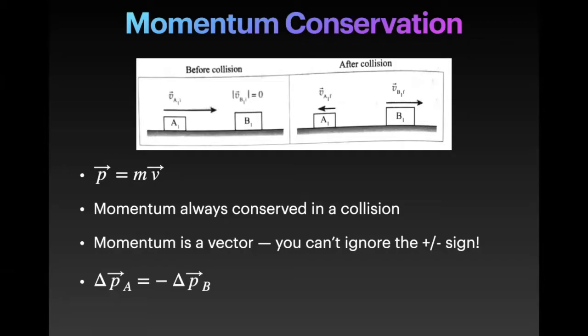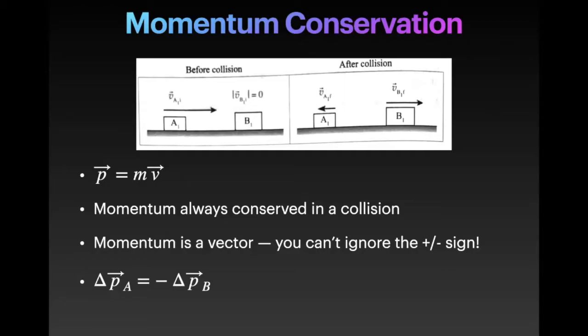Momentum is a vector, so you can't ignore the plus or minus sign. As an example, if you throw a tennis ball at a wall in an elastic collision, because the wall doesn't move, it's basically infinitely massive, and the tennis ball will bounce back at the same speed that it hits. But because it changes direction, that's very important. You can't say that the momentum is the same as it was before the collision. It's going to change because the change in signs is very important.